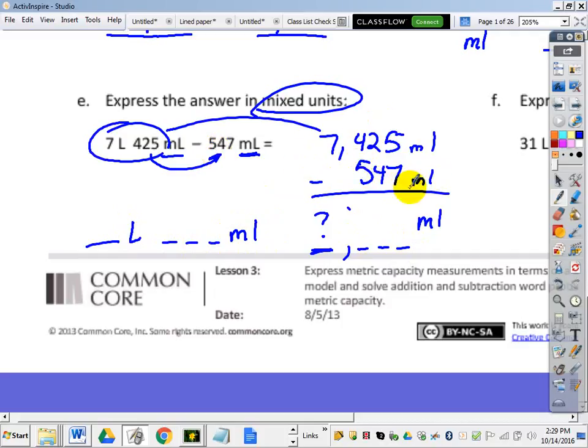There's a borrowing problem here, right? You're going to come down. I'm guessing there's going to be a 6 here because I can see it already has a borrow. So you're going to borrow for the 7. You're going to end up with 6,000 something. So we know you're going to have 6 liters because thousands of milliliters equals a liter.